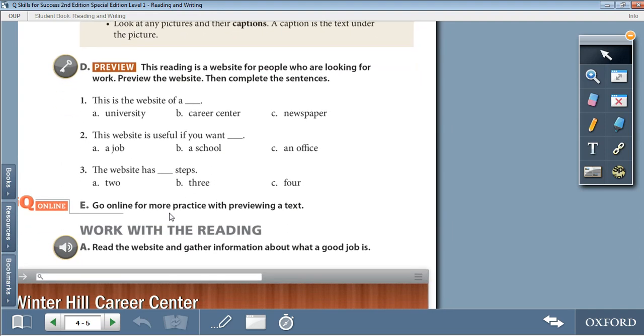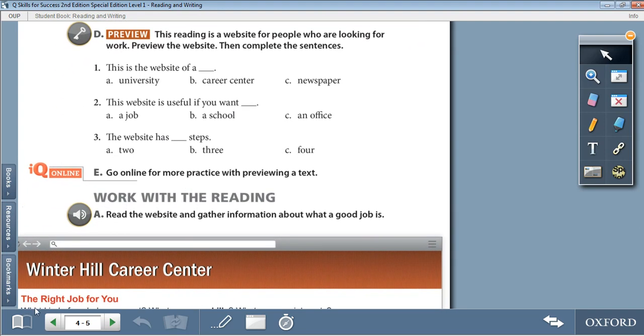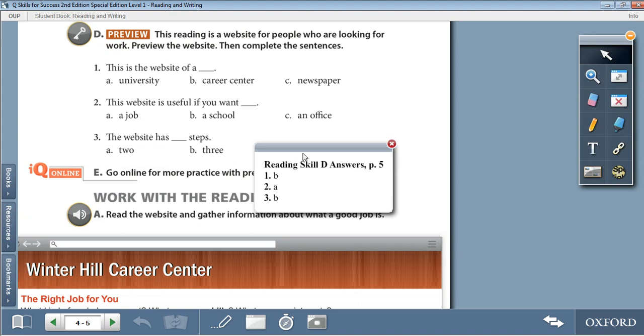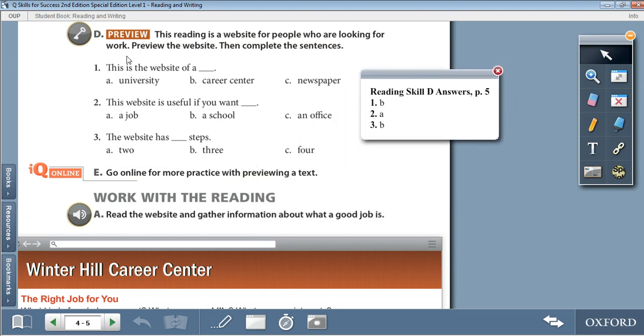So if you preview the following text, which is a website about Winter Hill Career Center, you will be able to answer the following questions. Question 1. This is the website of B, Career Center. You can see that in the title of the text. 2. This website is useful if you want. The answer is A, a job. 3. The website has 3 steps. If you go to the reading and look at how many steps are mentioned in the website, you'll find that it's the number 3.